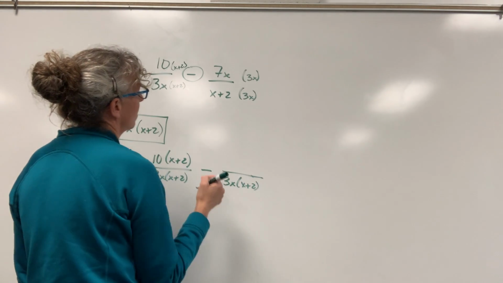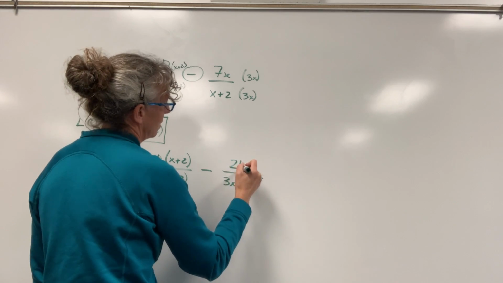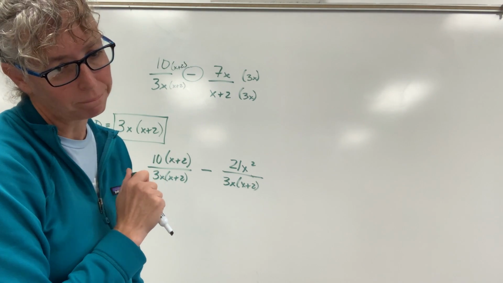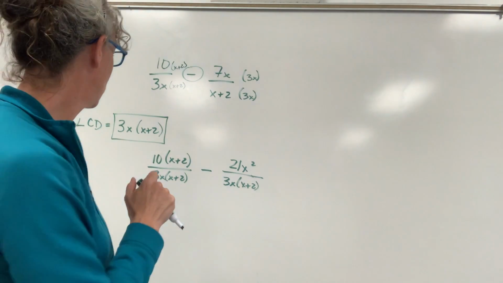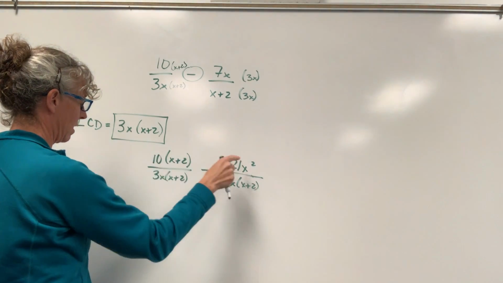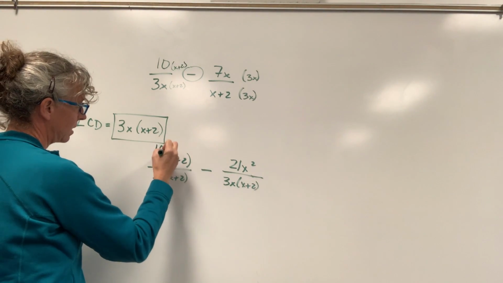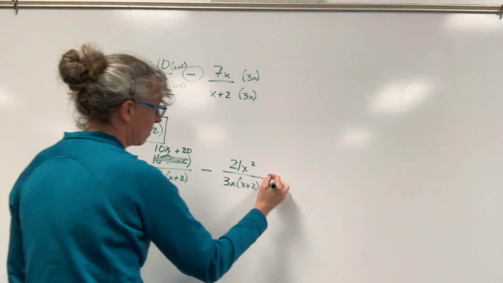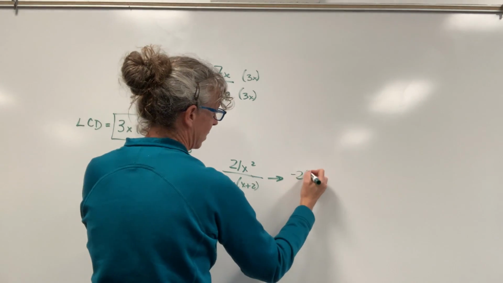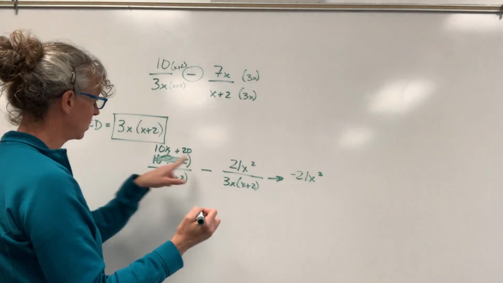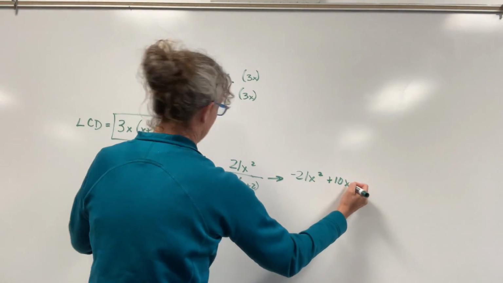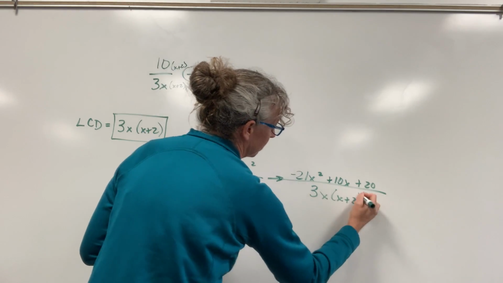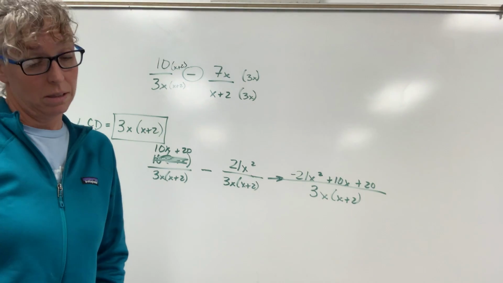And a 7x and a 3x multiplied would be a 21x squared, right? Because we're supposed to be multiplying them. Okay, so let's go ahead and distribute right here so that we can put this all together. All right, this would become a 10x, right, and a 20. All right, so now we can combine them all together. We have a negative, we're going to put them in order of exponents, a negative 21x squared plus a 10x plus a 20, and we're going to put it all over our common denominator. Okay? A little crazy, I know.